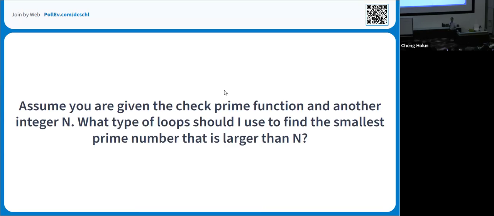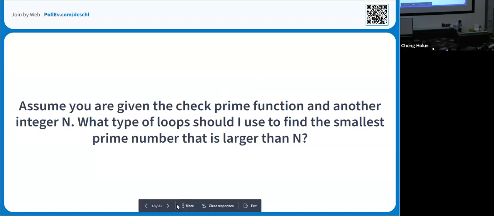Assume I already gave you the prime number function. You can check if a number is prime or not. For example, if I give you 7, you can check it's true. I give you 8, you can check it's false. Now the question is, I give you another number, any number n. I want you to find the smallest prime number that is bigger than n. For example, if I give you 10, the next prime number is 11. How do you do that? And which type of loops do you use?